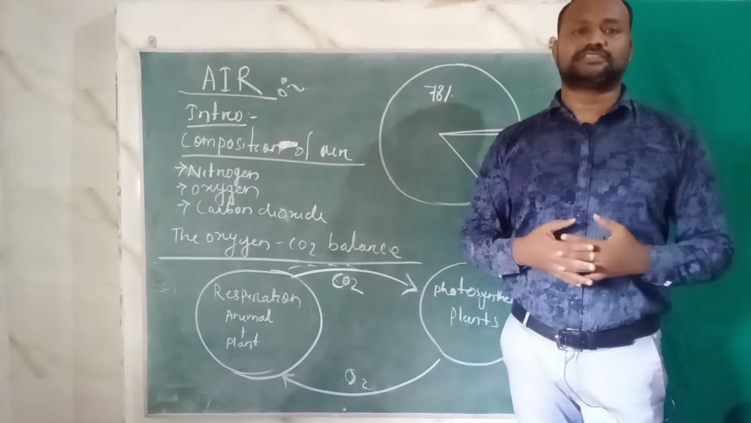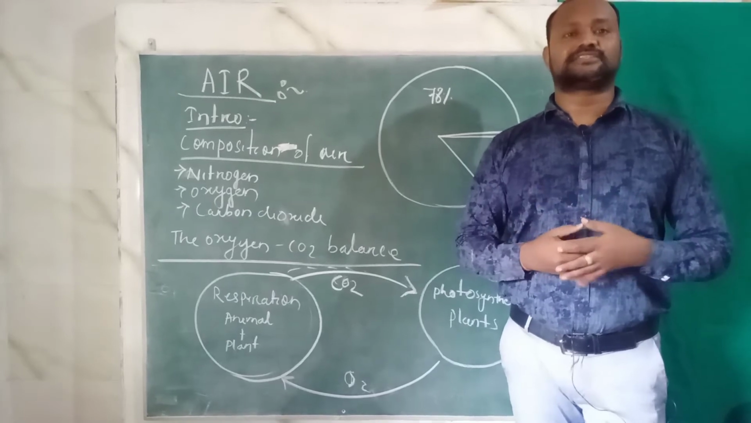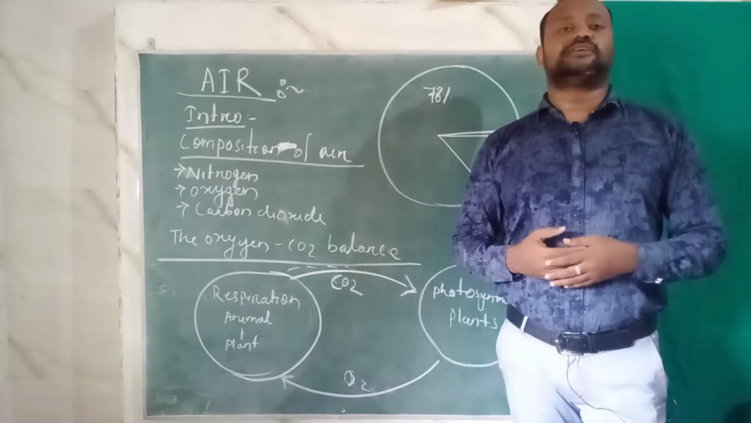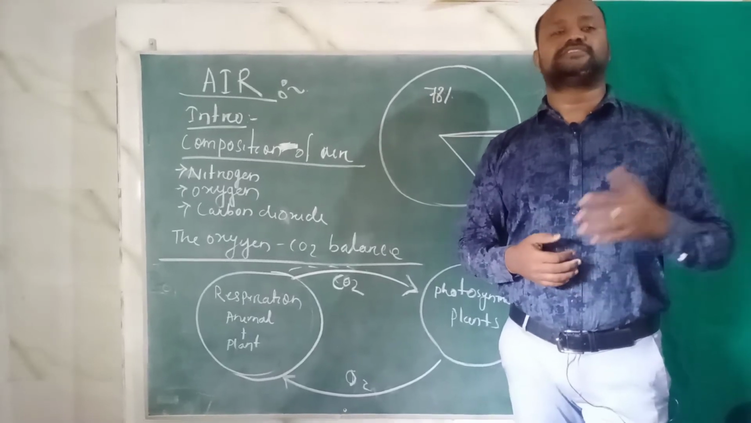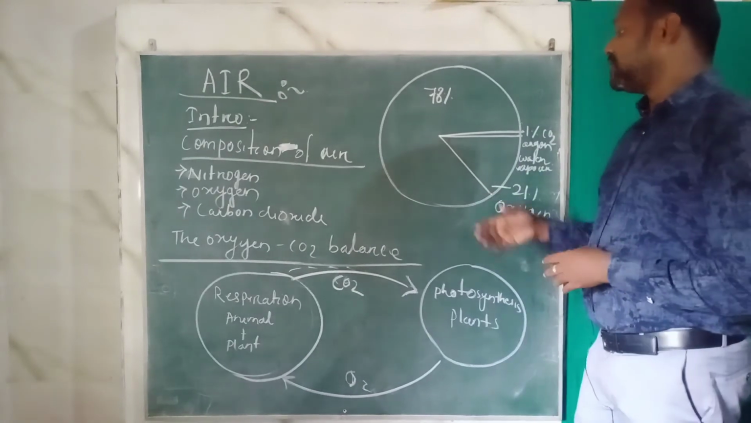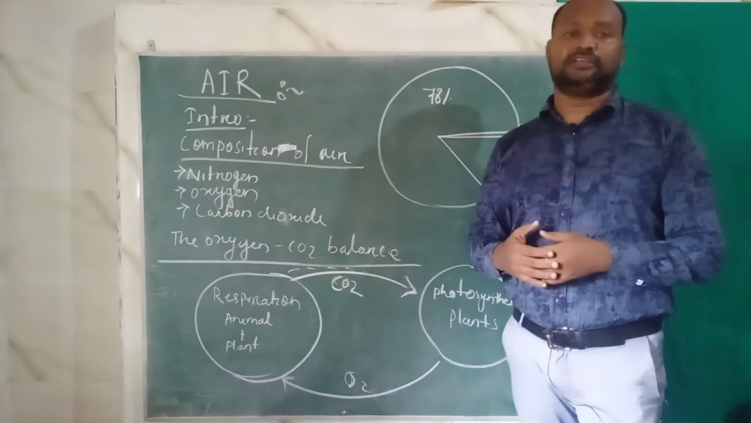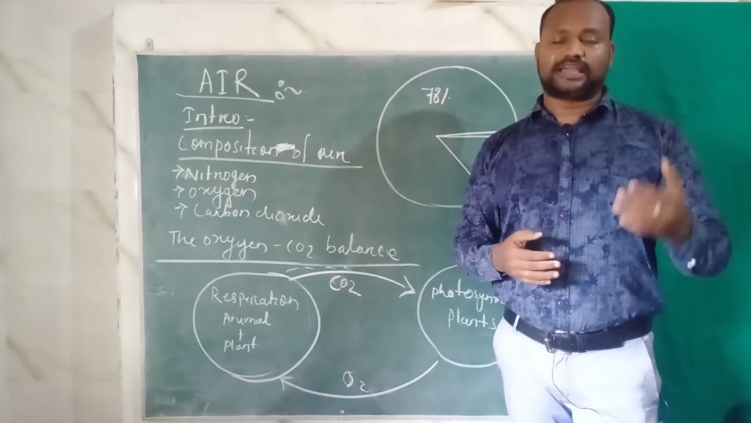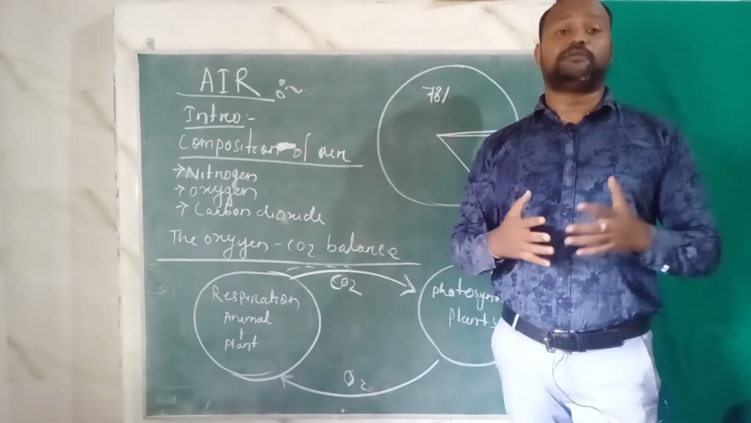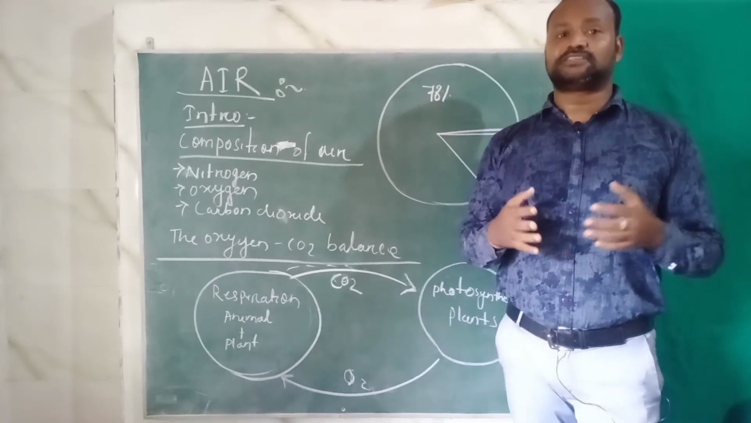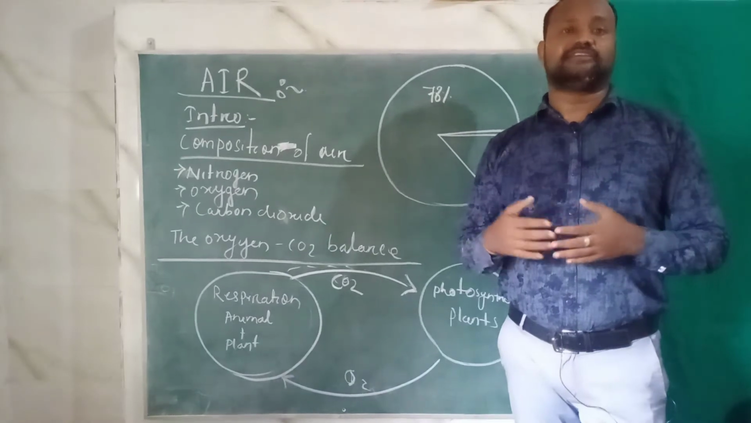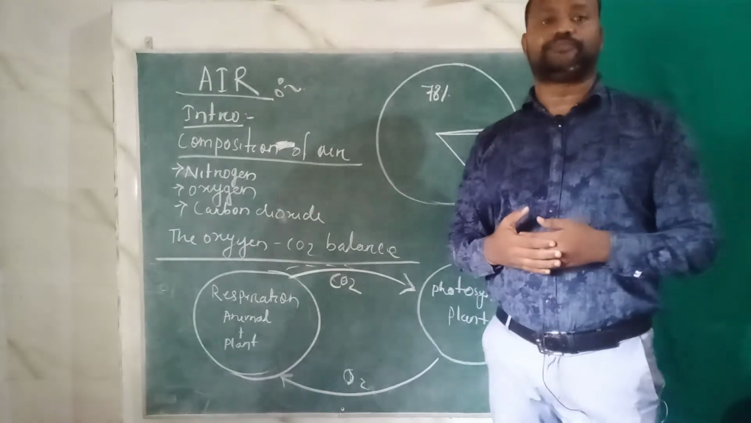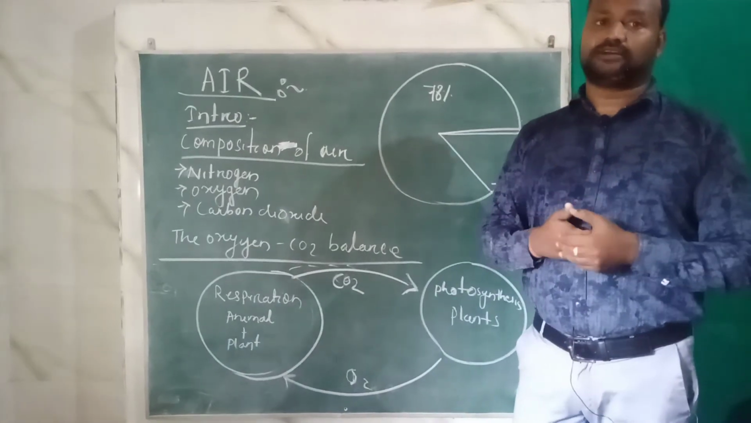So student, let's discuss some of the important gases like oxygen, nitrogen and carbon dioxide. Let's first discuss nitrogen. Nitrogen is the most abundantly found gas in the atmosphere. It is found about 75%. It is an unreactive gas, or you can say it is one kind of neutral. It does not help in combustion.